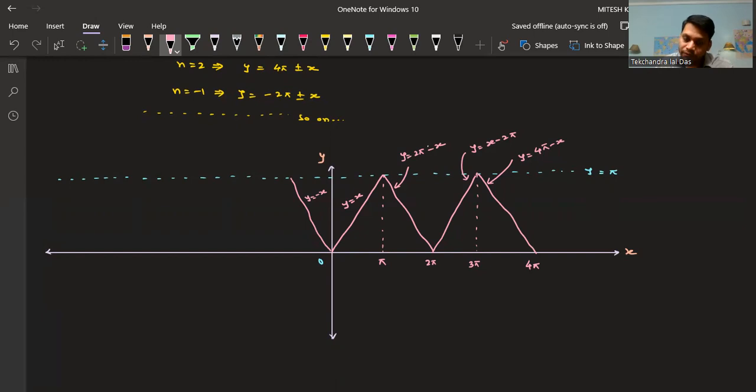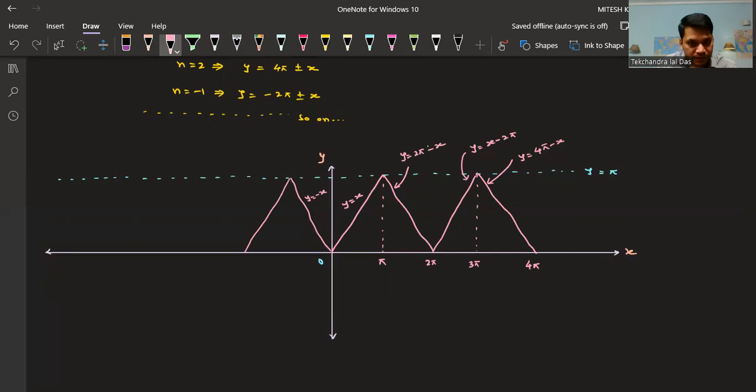See, as like this, at 0, this is y equal to plus minus x. Definitely at 2 pi, if one branch is 2 pi minus x, then the other will be the negative of that branch, that is plus x minus 2 pi. Definitely from this 4 pi, two branches will come. One branch is 4 pi minus x, then definitely the other branch will be x minus 4 pi. Okay, similarly this graph goes on.